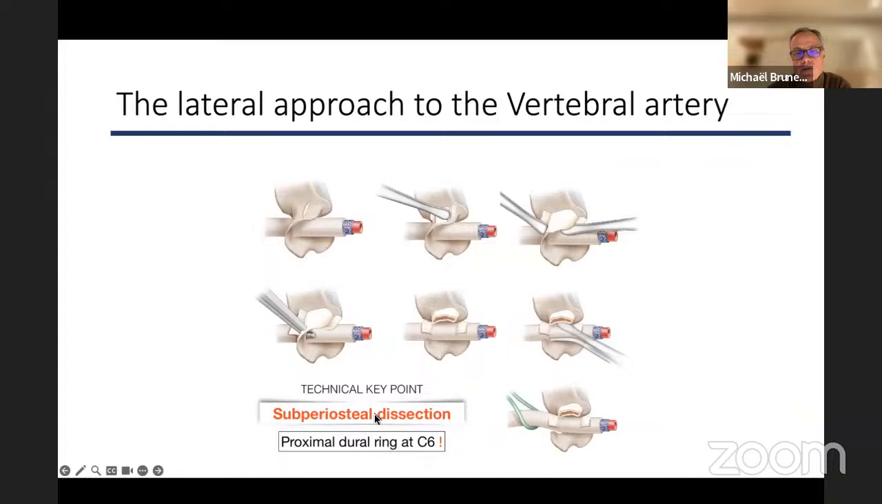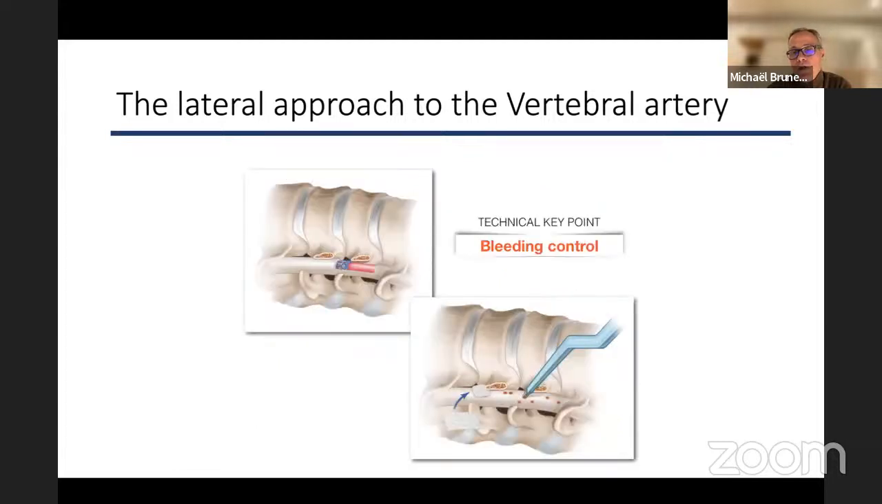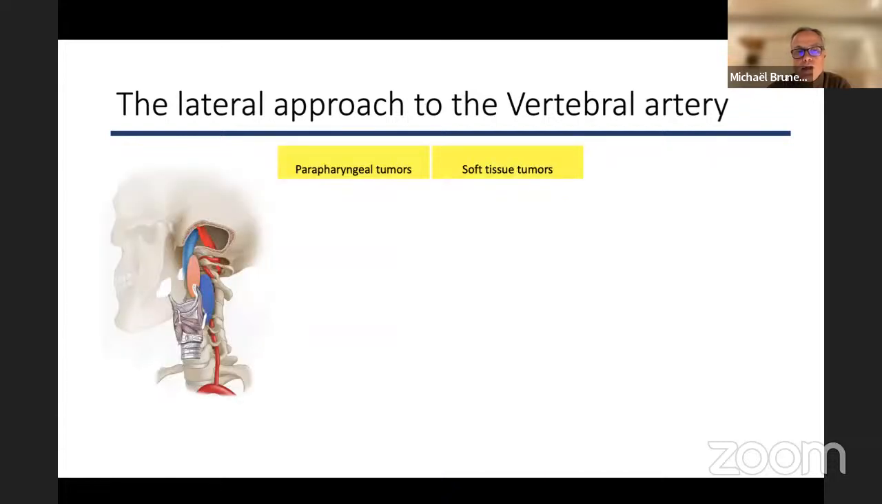Just take care that at the level of C6, the lower level where the periosteal sheath reaches the transverse foramen, you have a ring, and this ring is sometimes a level of more adherence. So if you have a bleeding problem, you can control the venous bleeding with direct coagulation on the sheath itself, or you can even pack with Surgicel or use Floseal, and then you will be perfectly able to control any bleeding around the vertebral artery, meaning venous bleedings.